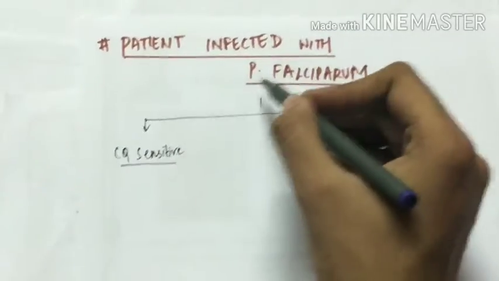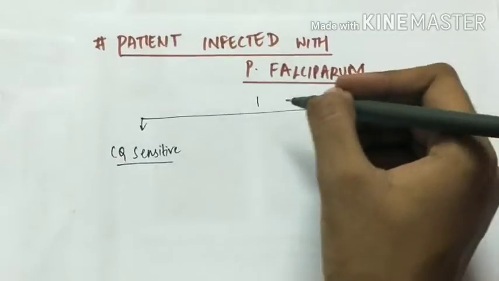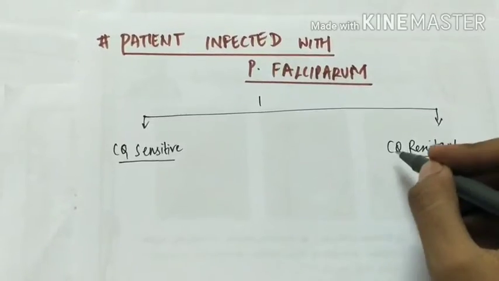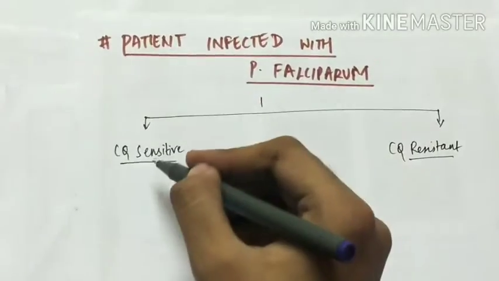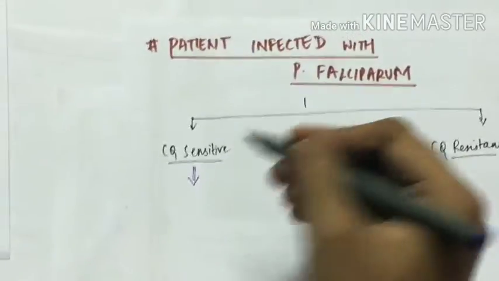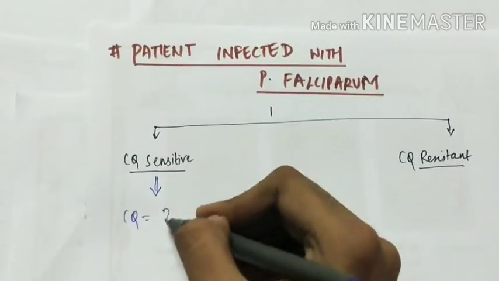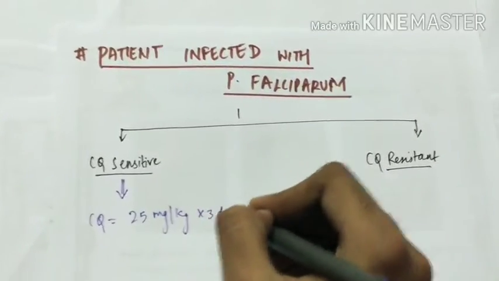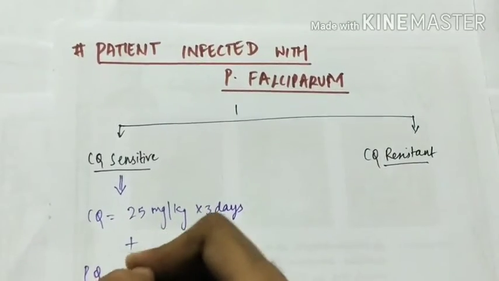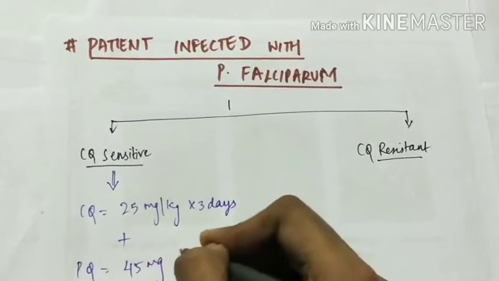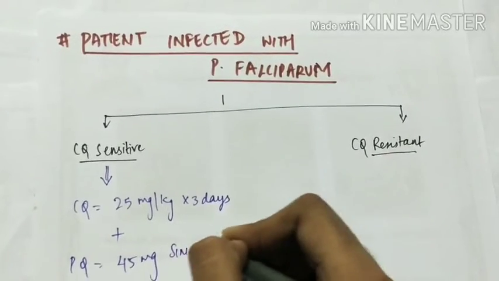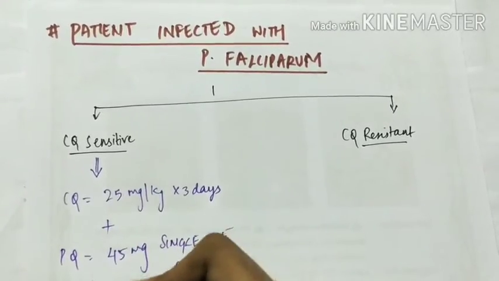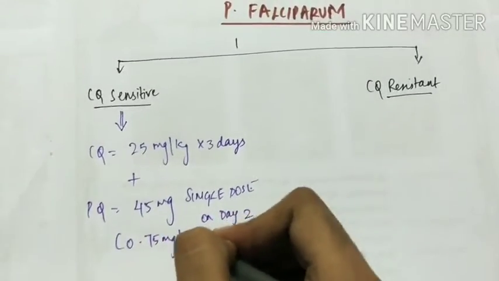Patient infected with Plasmodium falciparum. Let's now see the treatment in 2 cases. If the patient is chloroquine sensitive or if he is chloroquine resistant. In case of a patient who is chloroquine sensitive, the treatment is chloroquine given as 25 milligram per kg over 3 days along with primaquine 45 milligram single dose on day 2 as 0.75 milligram per kg.